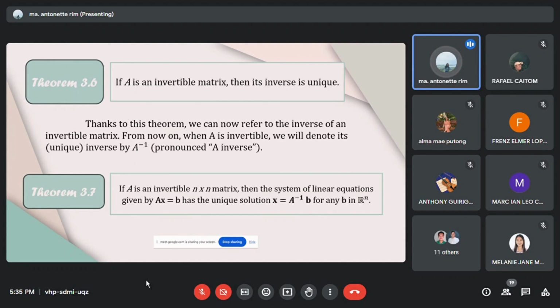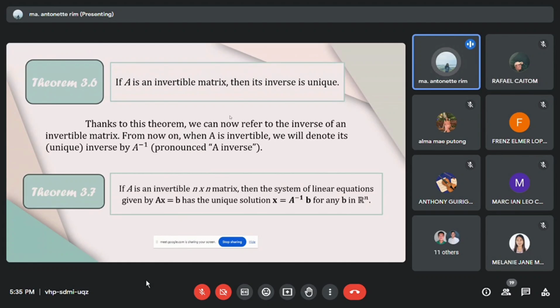So from now on, when A is invertible, we will denote its unique inverse by A raised to the power of -1, pronounced A inverse. So if we compare it to the inverse of a function, a function can only have an inverse if the function is a one-to-one function. So usa ra gyud na iya ang inverse.